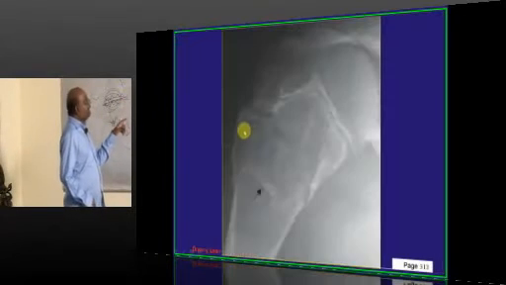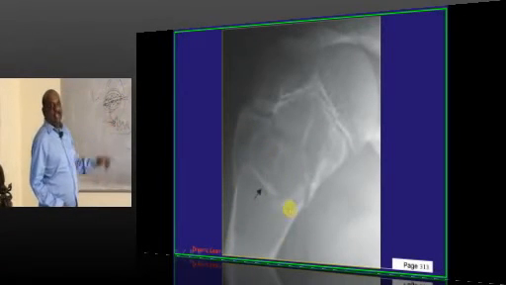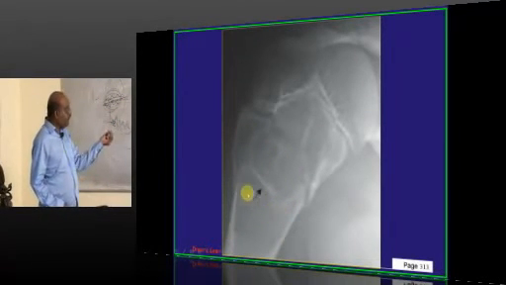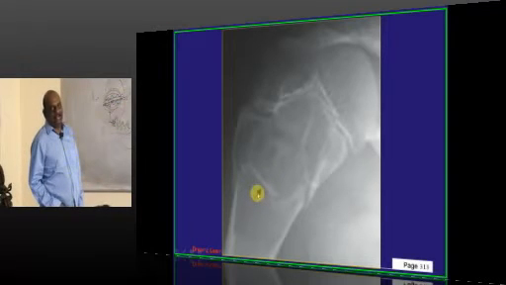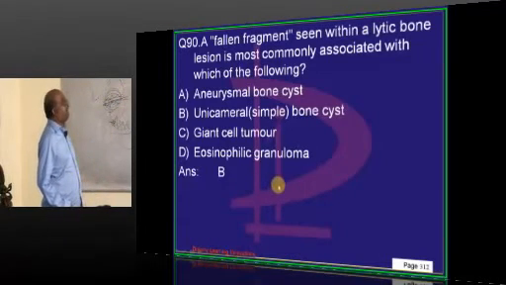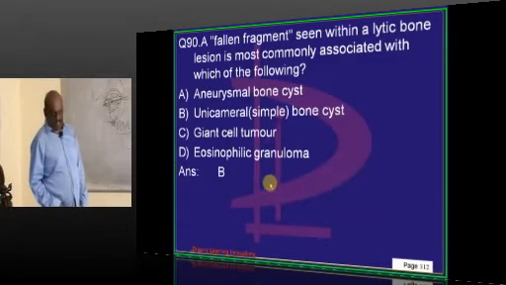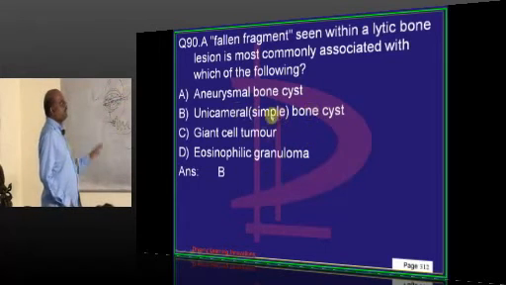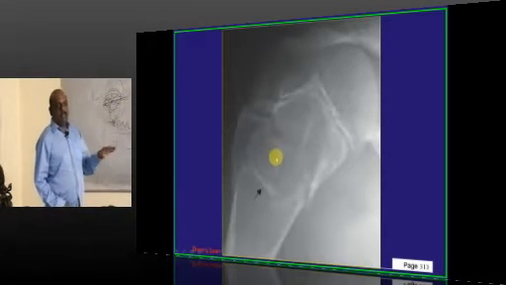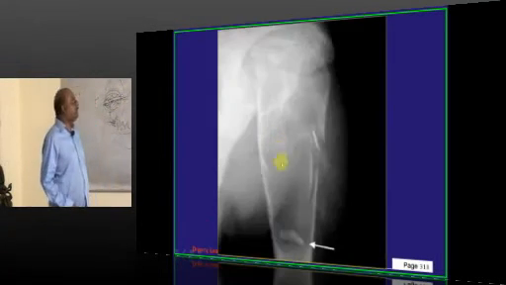Then a fallen fragment within the lytic bone, as what you can see here. Like a fallen bone fragment, so where do you see it? Typically you will see it in the case of the bone cyst. Simple bone cyst, which is not aneurysmal, but simple bone cyst, it is an important feature.